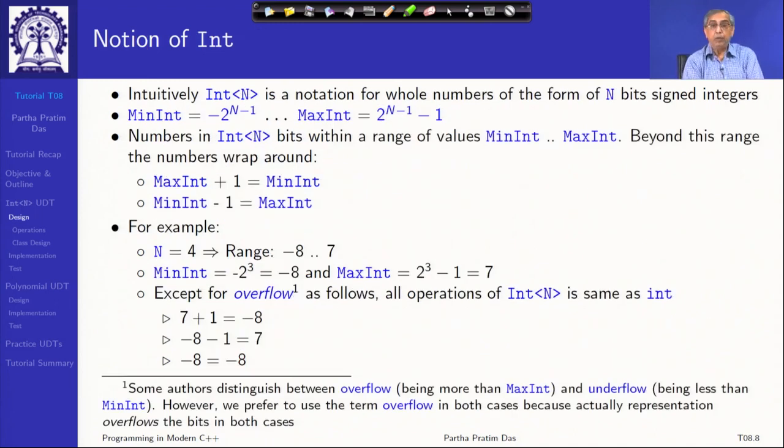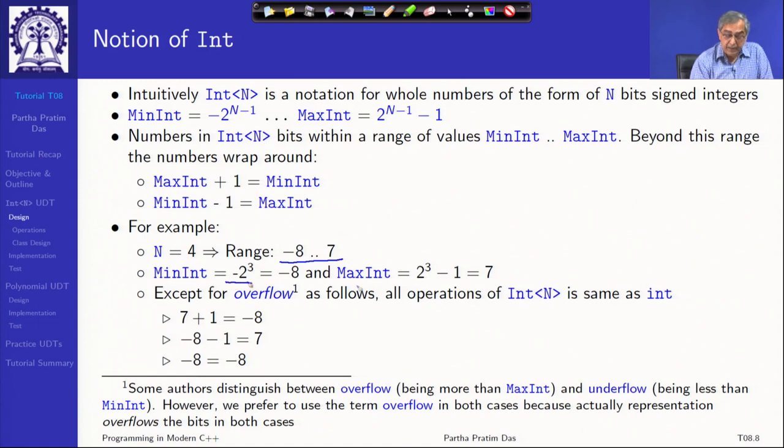So, if we want to build int n, naturally we would know that int n will involve numbers from min int to max int. These are the wraparound properties that we have already seen. If we take a specific example, say n to be 4 bits, a nibble-sized integer, half a byte, then the range certainly would be minus 2 to the power 3 to 2 to the power 3 minus 1, that is minus 8 to 7.